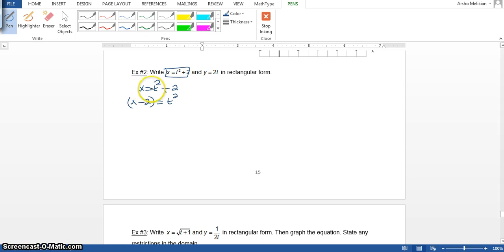Now I'm going to take the square root of both sides, and I'm going to take the positive one. t is equal to root x minus 2. Okay. I will take this now and put it into my equation.